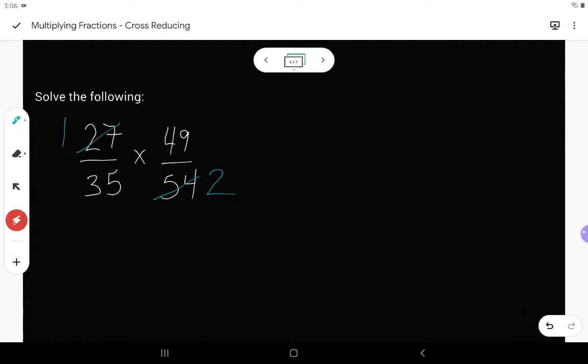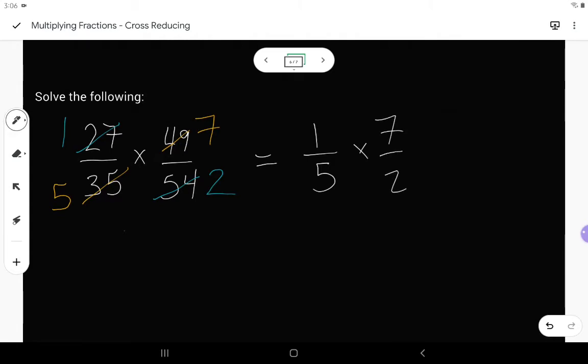Hey, wait, 35 and 49. They have a common factor of 7. Okay, let's use that common factor of 7. 35 divided by 7 gives me 5. 49 divided by 7 gives me 7. Oh my goodness, these are numbers I can work with. That's not a problem. I've now changed it to be 1 over 5 times 7 over 2. Well, 1 times 7 is 7, and 5 times 2 is 10.